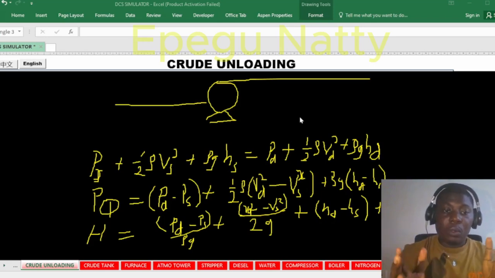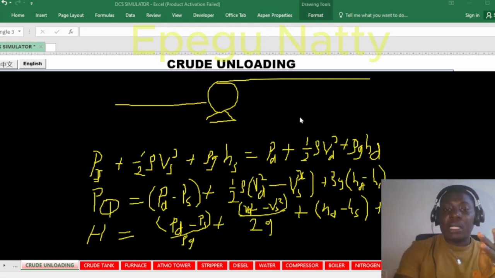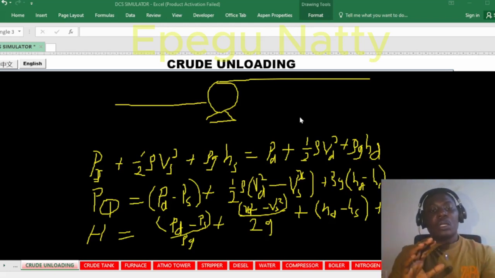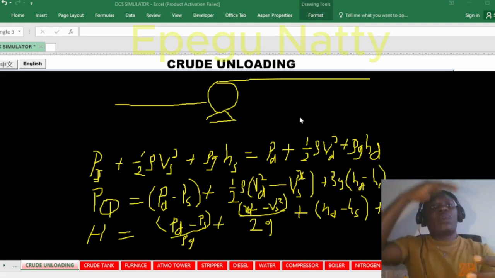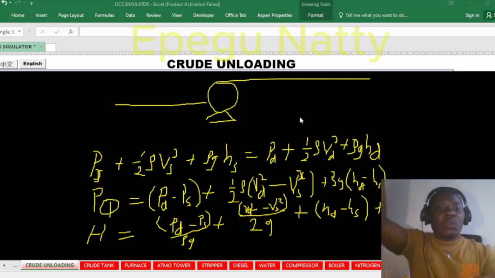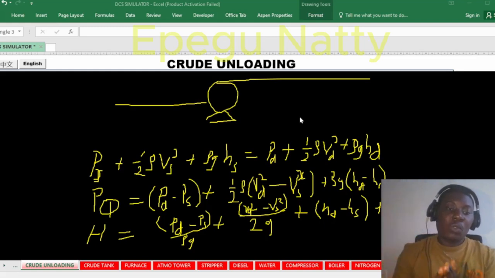Now you need to understand one thing again. We are talking about energy, right? We have kinetic energy and potential energy. So the energy that is imparted on the fluid for you to push it, for the fluid to move from one location to a particular height and to enter into a given location, is what we call the pump head. Now the head losses are very, very important.